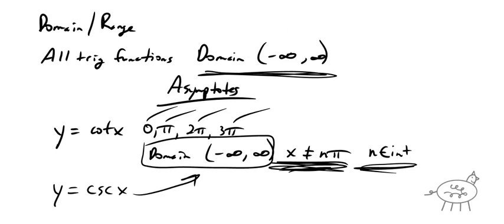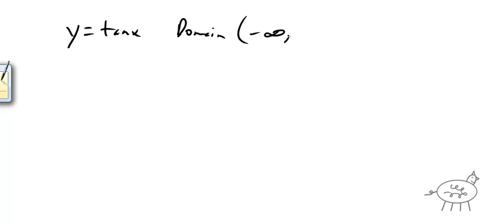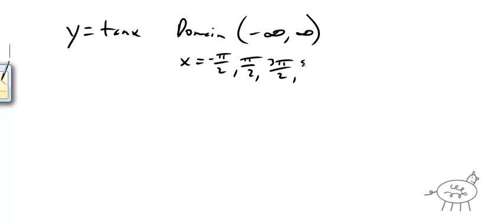So let's talk about tangent now. So think about it. y is equal to tangent of x. So again, the domain is from negative infinity to positive infinity. But now, remember the asymptotes were x equals negative pi over 2, and pi over 2, and 3 pi over 2, and 5 pi over 2. So the way you write that, it's a little tricky, because it's definitely every pi, but it's got to be at the pi over 2 mark.